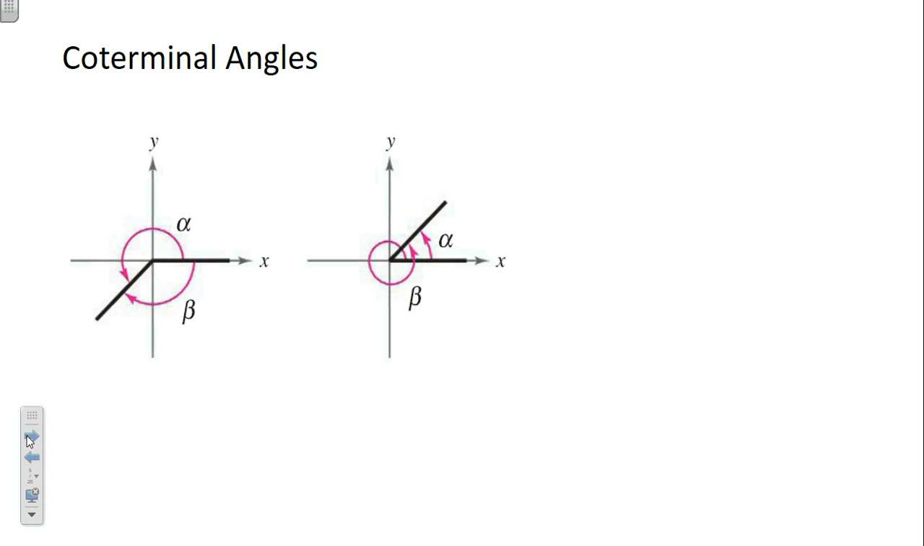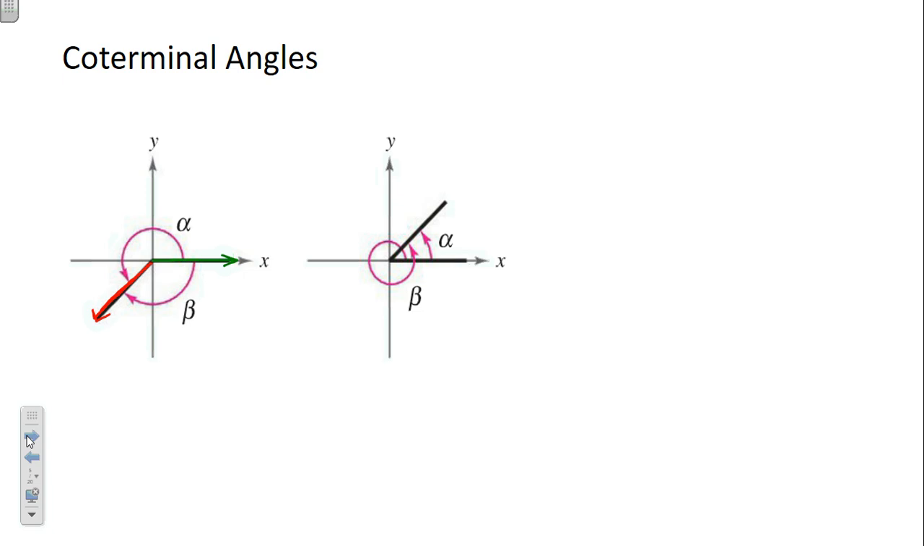Together. Yep, two together. Terminal means ending. Okay, so we want to know what are 2 ways that we can talk about this same angle that has this initial ray and this terminal ray. What are 2 ways that we can name it?